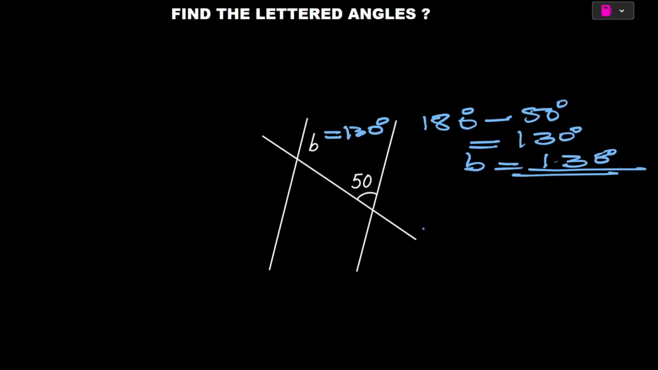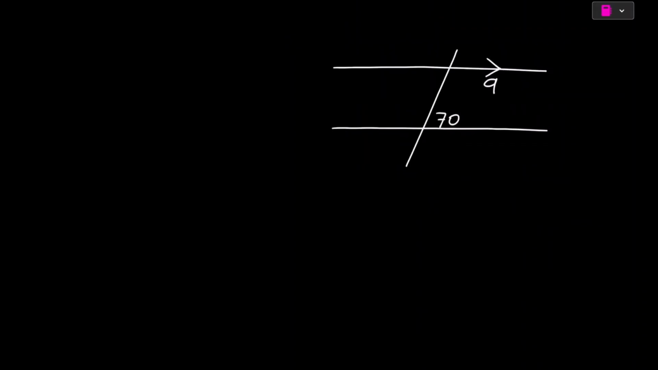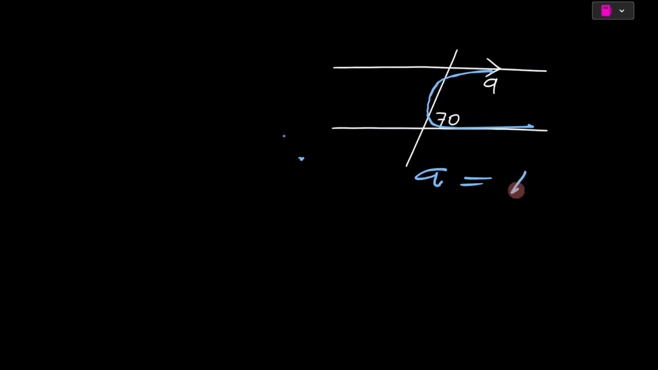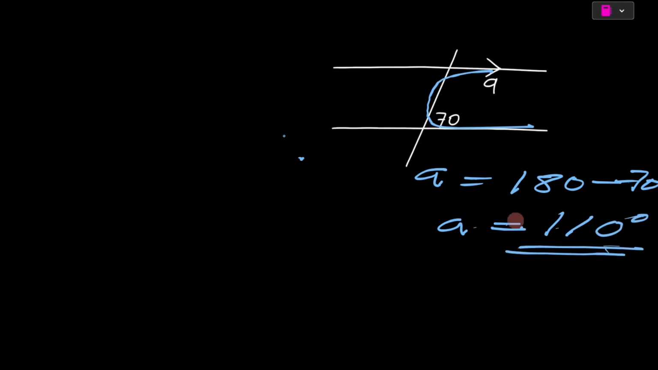Let's look at another example. So, using this example now, if you remember what I told you about co-interior angles, let's find where our C is. This is the C. So all the angles inside this C equal 180 degrees. Therefore, A is equal to 180 subtract 70 degrees. So 180 subtract 70, we now have our A to be equal to 110 degrees. And that's our answer.